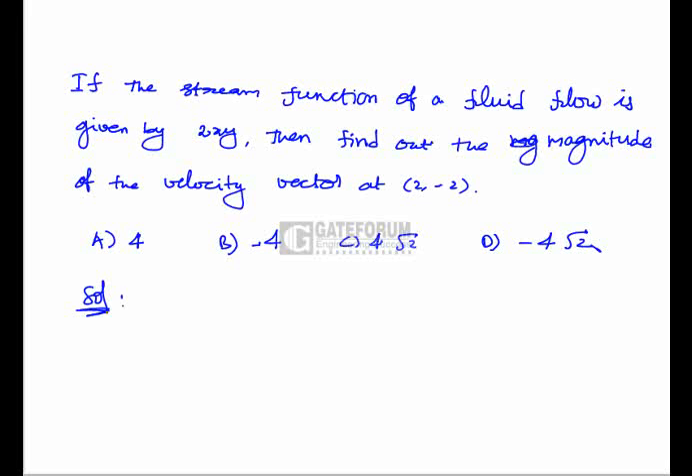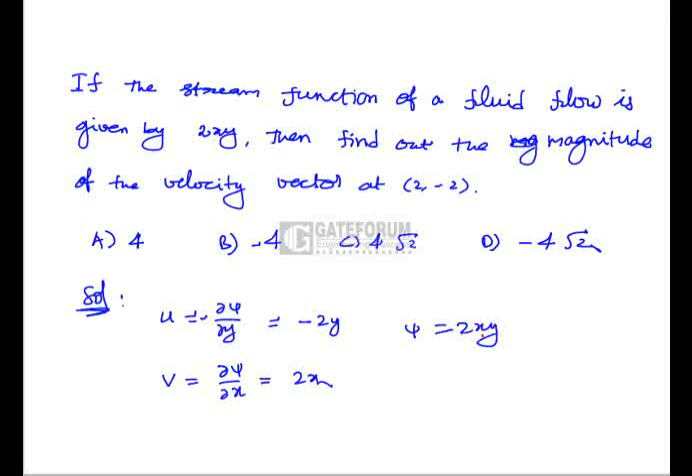If the stream function of a fluid flow is given by 2xy, then find out the magnitude of the velocity vector at (2, -2). Here the options are 4, -4, 4 root 2 and -4 root 2. So here the given function is stream function. For this, the velocity in x direction is given by minus dou psi by dou y, so here it is equal to minus 2y, and velocity in y direction is given by dou psi by dou x, which is equal to 2x, where psi is the stream function and is equal to 2xy.